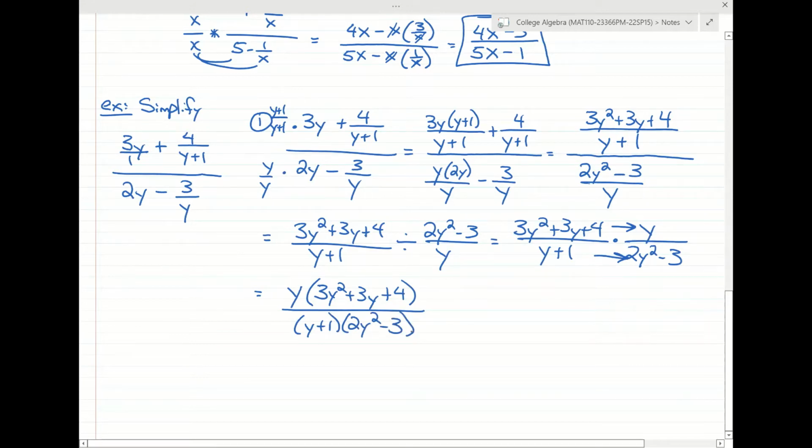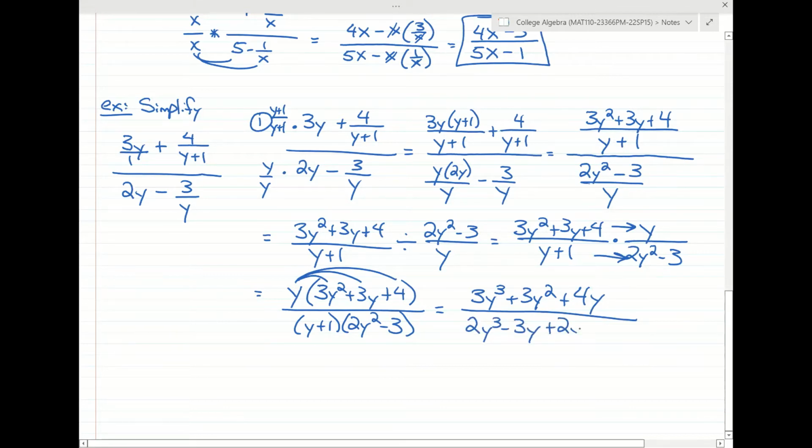There's nothing that we can cancel out. There are no common factors, so we can't cancel anything. I'm just going to go ahead and distribute to get our final answer. The final answer would be 3y to the third plus 3y squared plus 4y divided by 2y to the third minus 3y plus 2y squared minus 3.